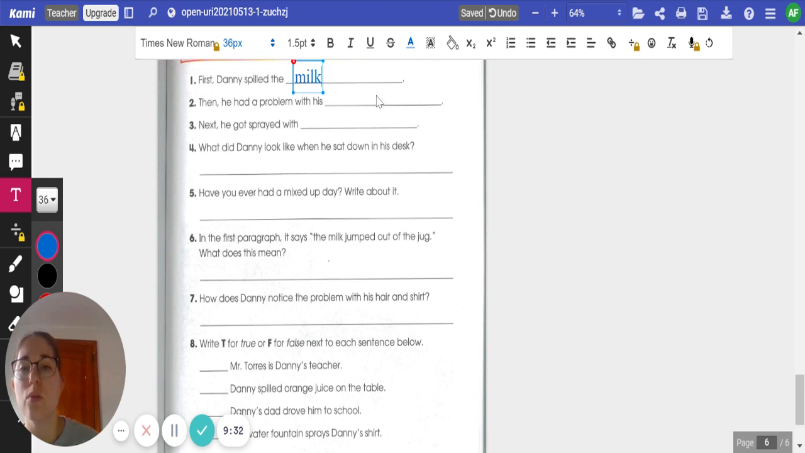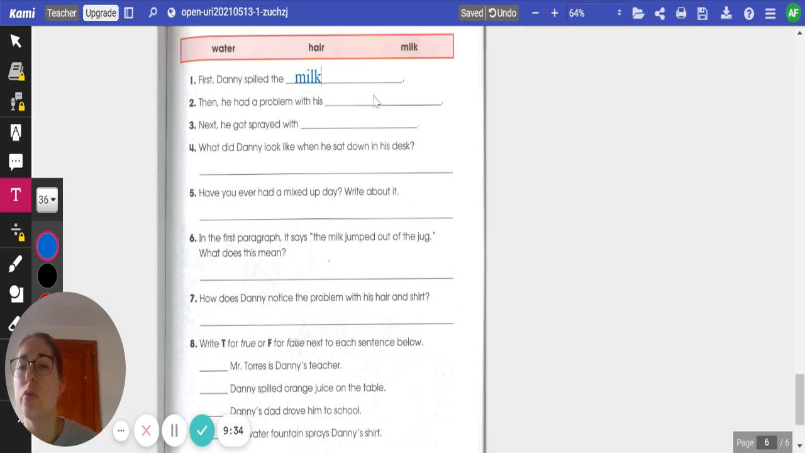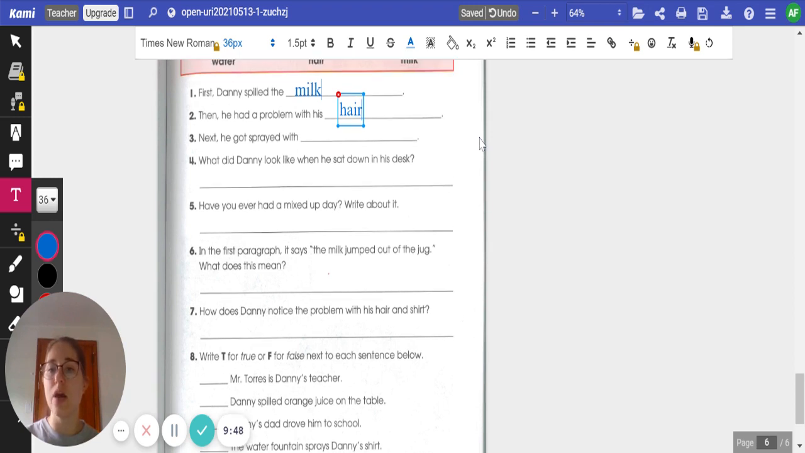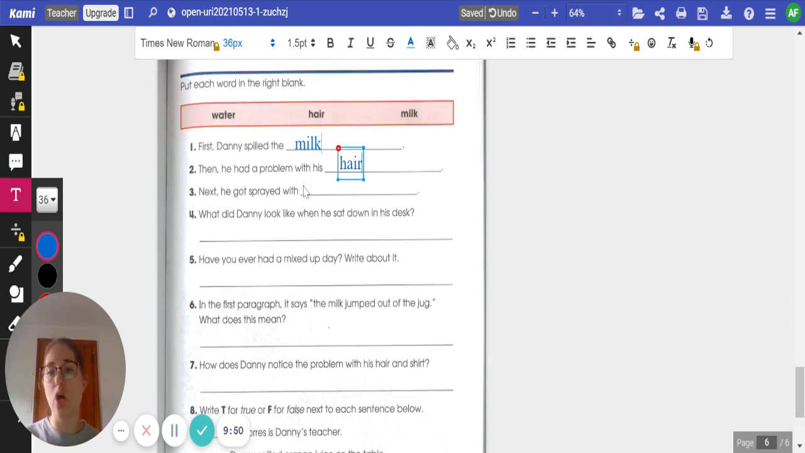Then he had a problem with his, we want to say water or hair. Next, he had a problem with his hair, right? Because he looked into the window of the store and saw that his hair was all messed up. The only one we have left is next, he got sprayed with water at the water fountain.